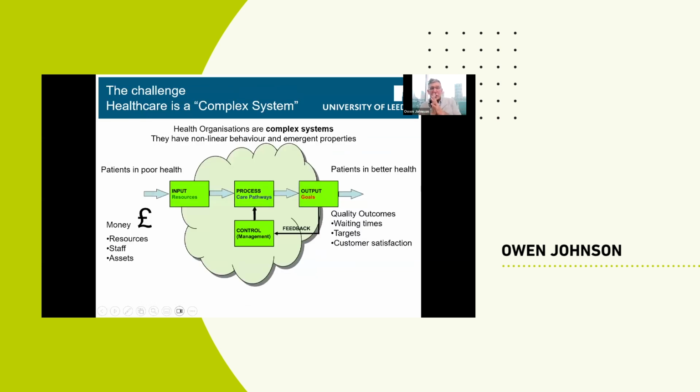So if I come back to my simple model, and I thread that with this complexity idea, in simple models we have input, process, output, feedback, and control. Reality is healthcare organizations are hugely, hugely complicated systems. And they're made up of subsystems that are also hugely complicated, all the way down to an individual ward, which is also very complicated.